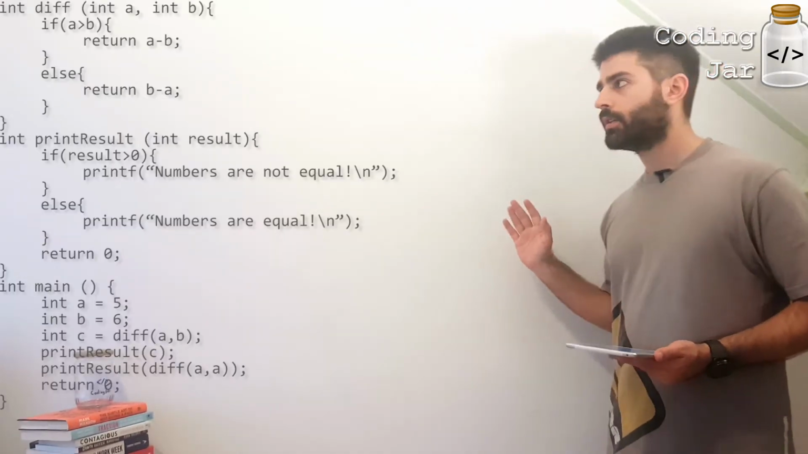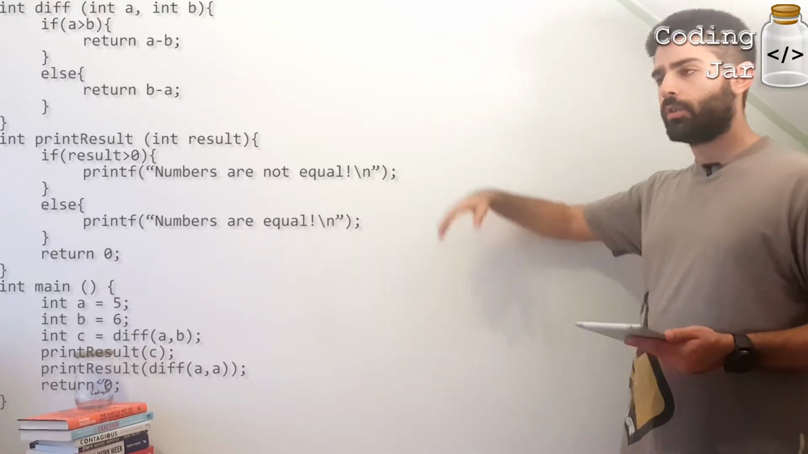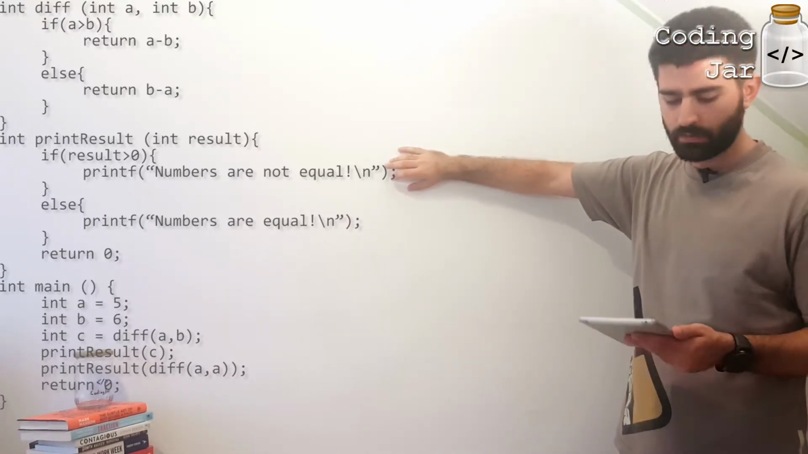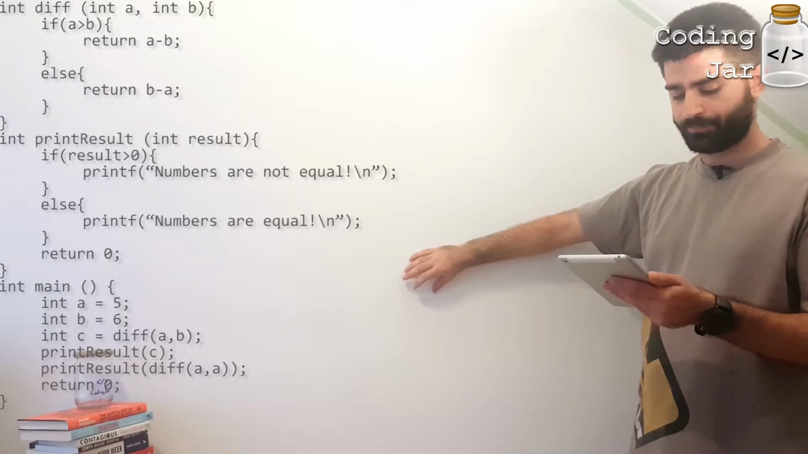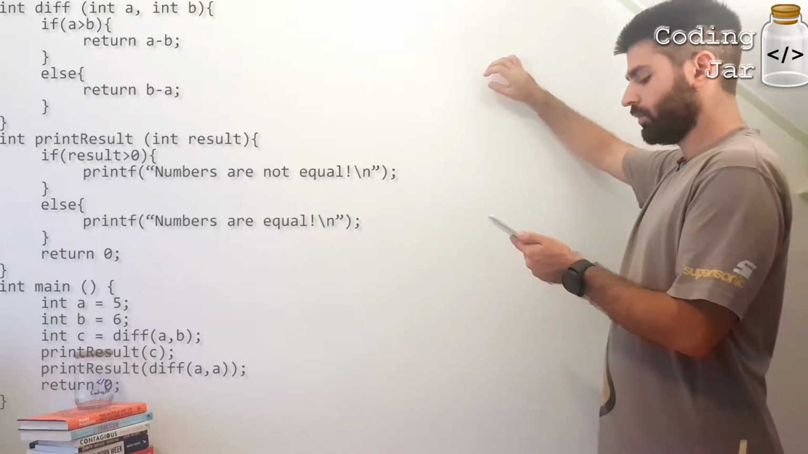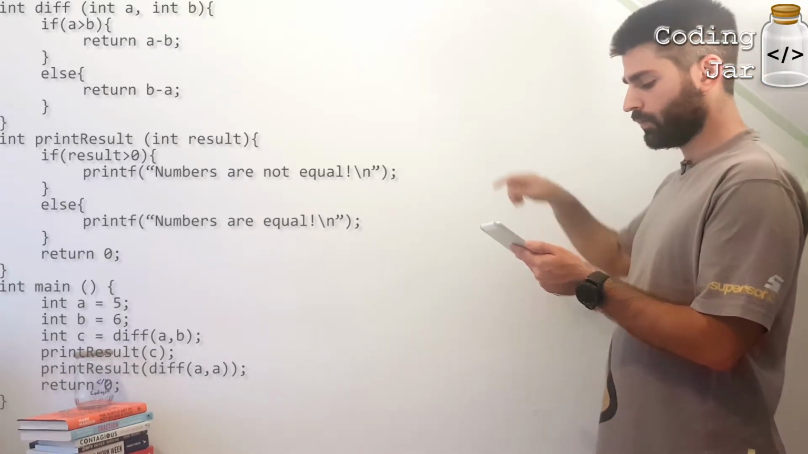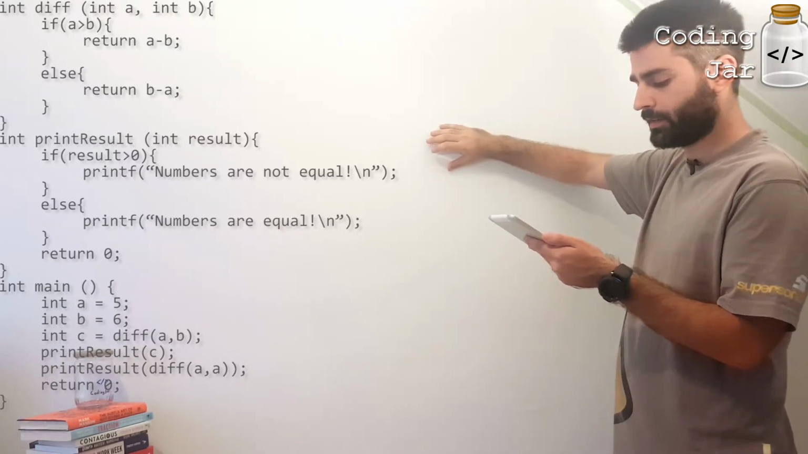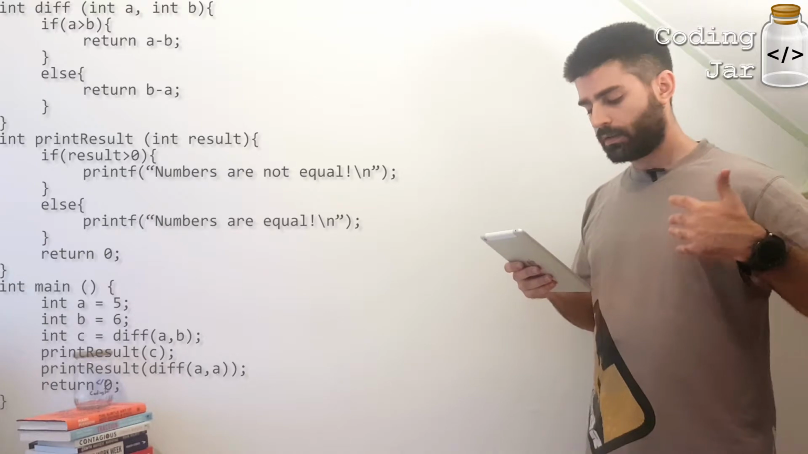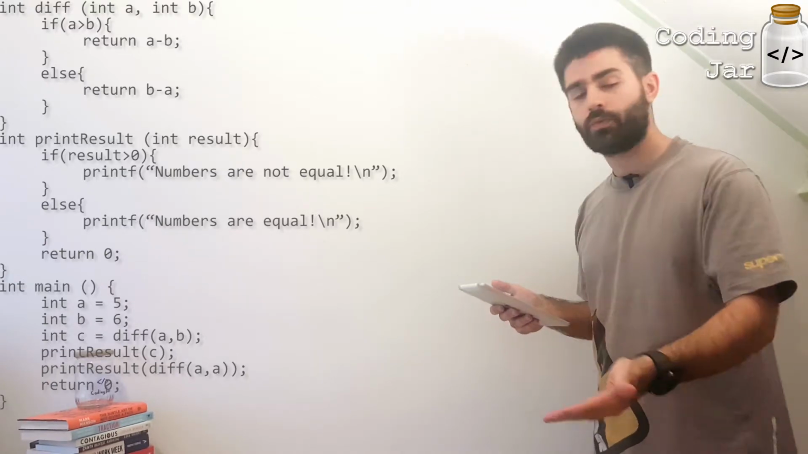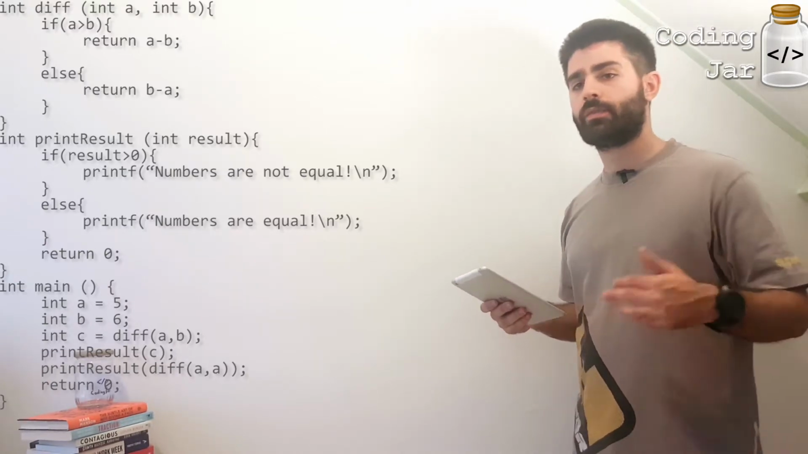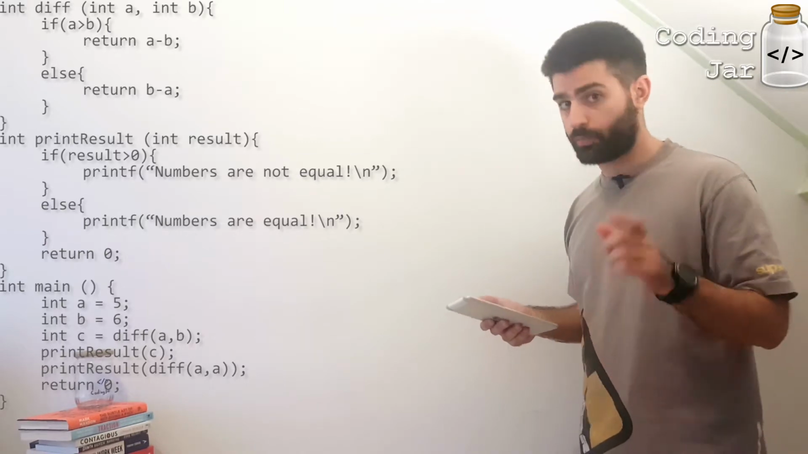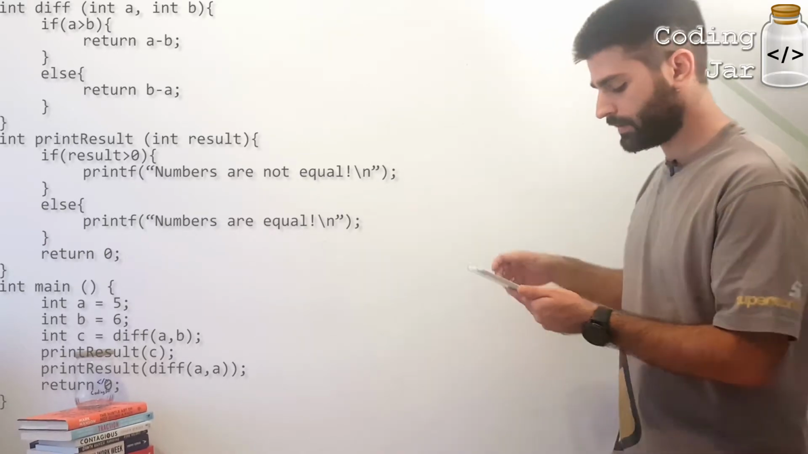Here is a big piece of code that has two functions defined and the main function. So let's see. We have the diff function we created before. We also have a print result function which takes the difference of two numbers and says if the numbers are equal or not, printing it on the screen.